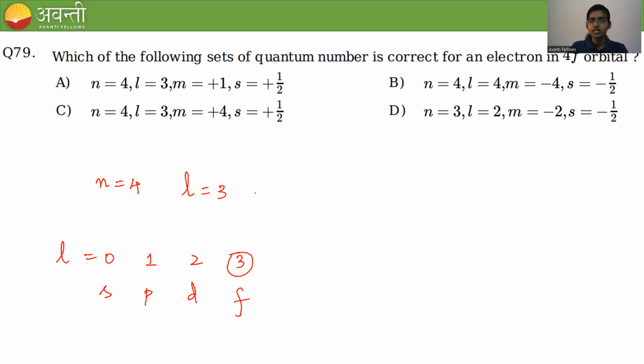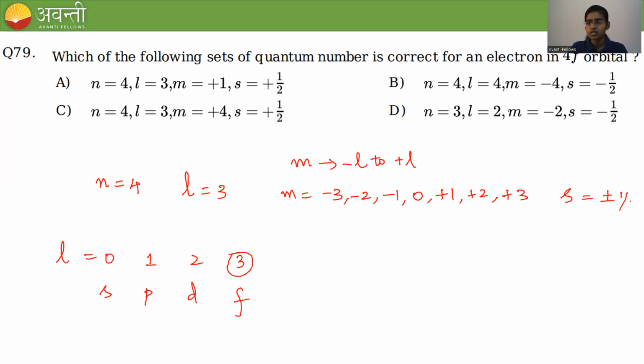So for each l value, the m value ranges from minus l to plus l, right? So the m value will be equal to minus 3, minus 2, minus 1, 0, plus 1, plus 2 and plus 3, right? It ranges from minus l to plus l. And the s value would be either minus half or plus half, any one.